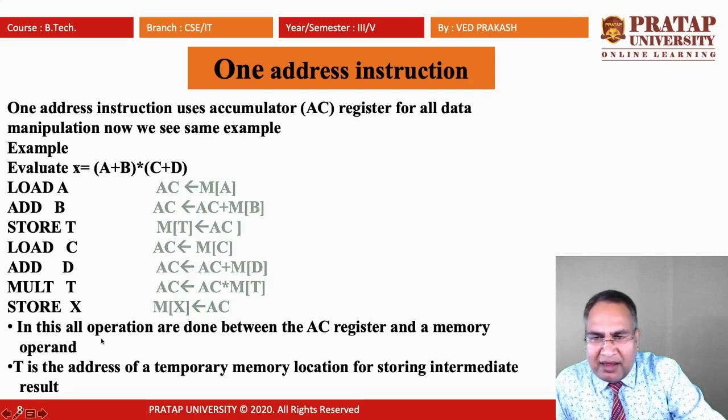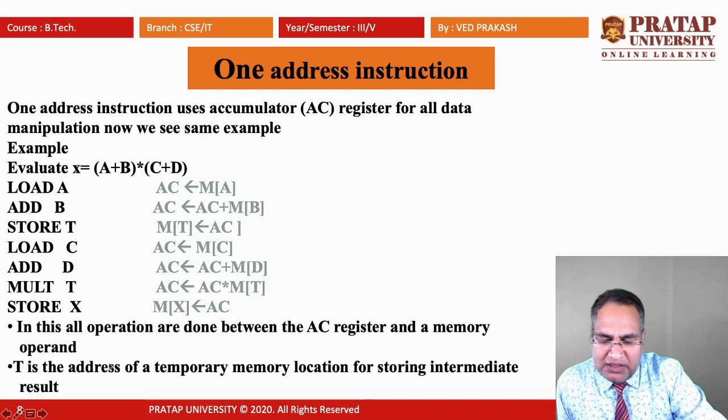So there are again some comments on the one address instruction. First one, in this all the operations are done between the accumulator register and the memory operand. T is the address of a temporary memory location for storing intermediate results.